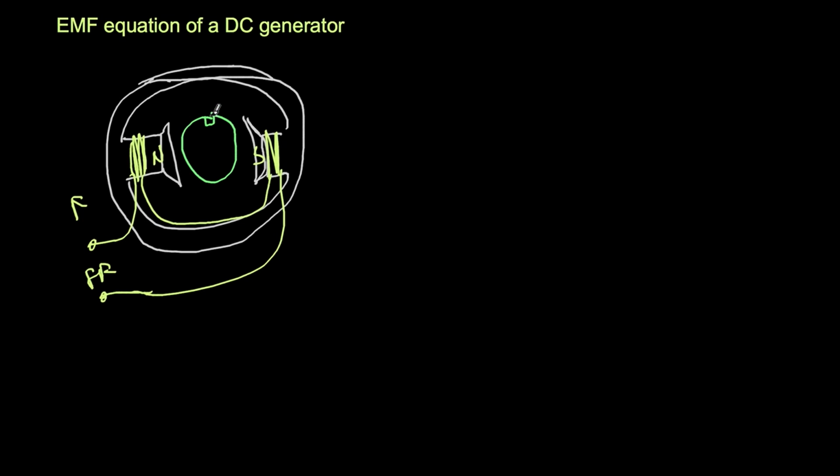Armature having a lot of slots, and one of the slots, if you consider one conductor, so this conductor is rotating in this particular magnetic field, and once it rotates in the magnetic field, it will induce EMF in that particular conductor. So with this brief overview of the working principle of DC generator, let's write down some expressions. So let's define phi is the flux per pole, in Webers.